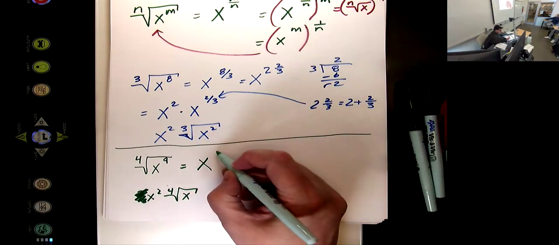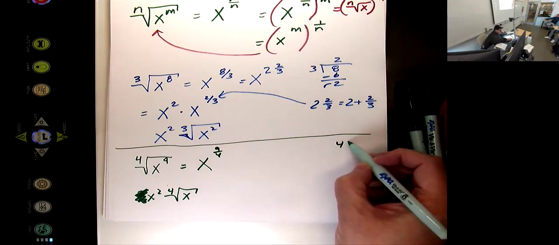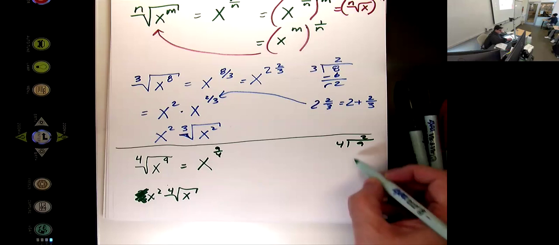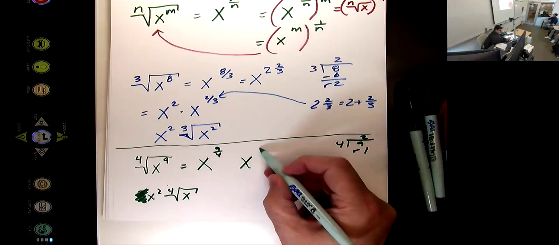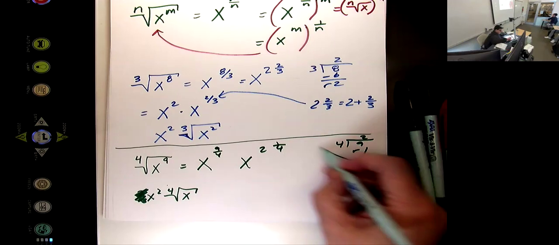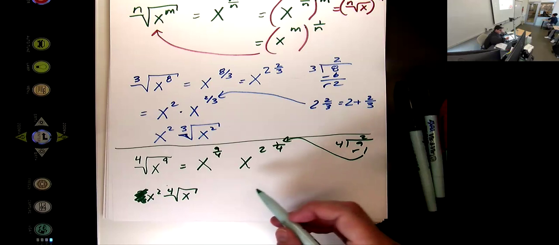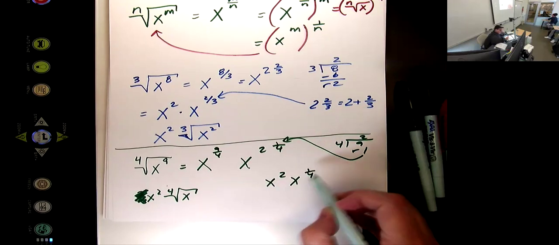This was x to the 9/4. So if we do that division, 4 into 9 goes in twice with a remainder of 1. So it's x to the 2 1/4. Because the radical goes on top of the fraction. And that splits into x squared times x to the 1/4. And I'll give us that.